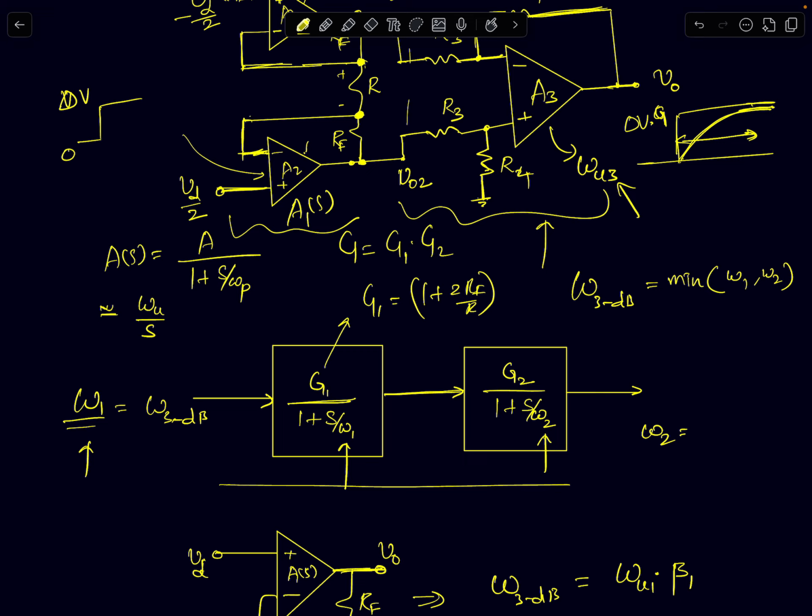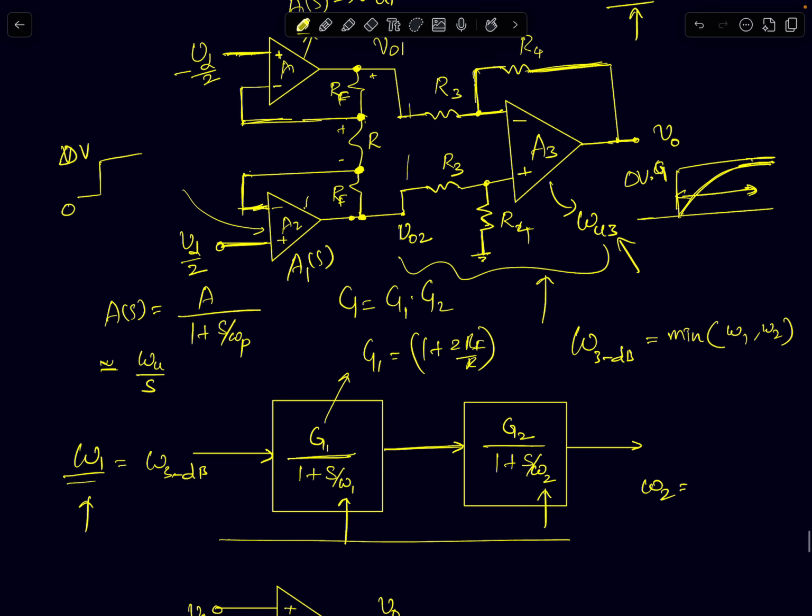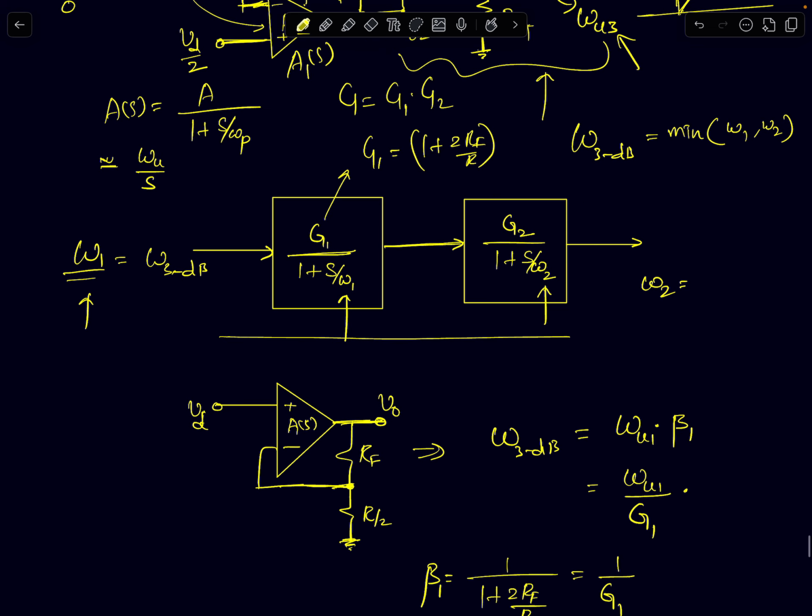As I started the discussion, I said the first stage is just a non-inverting amplifier. So I'm going to draw the differential half circuit. Here we are concerned about the differential response, so we will draw the differential half circuit. That's a standard non-inverting amplifier.